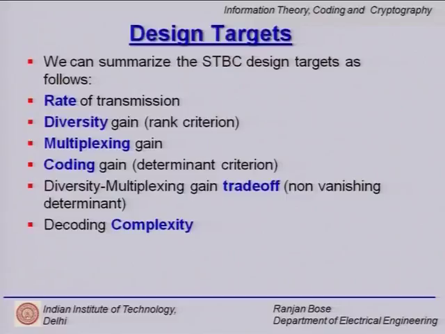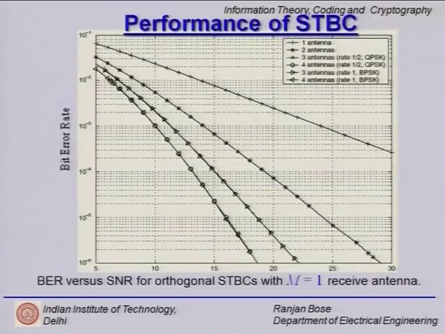And finally, we have been talking about the single symbol decoding and at most a pair-wise decoding. So, decoding complexity is important, especially if you are looking at larger and larger constellation size. So, you have this platter of constraints or requirements or design targets, if you will, that we have to keep in mind while designing or choosing good space-time block codes. Let us now move over to the performance of some good space-time block codes.